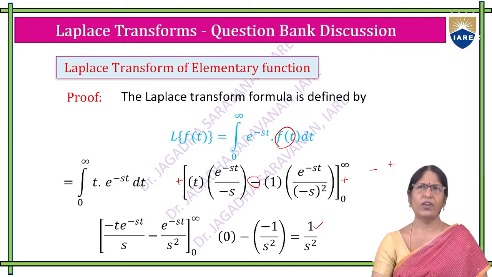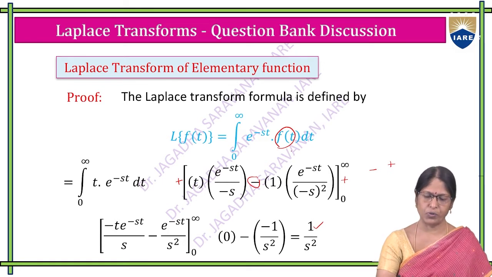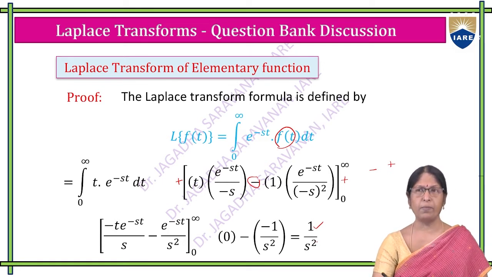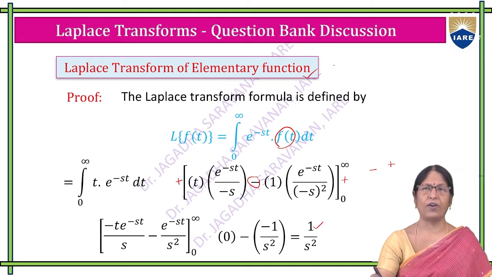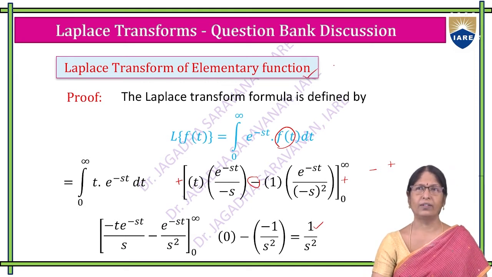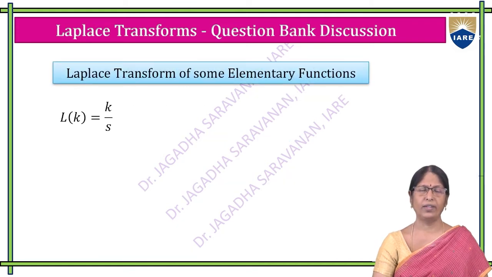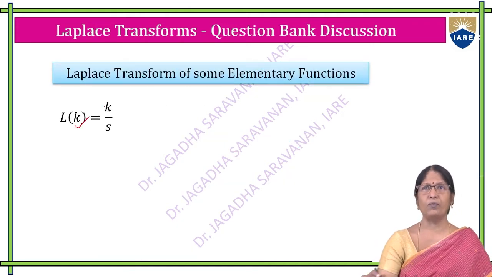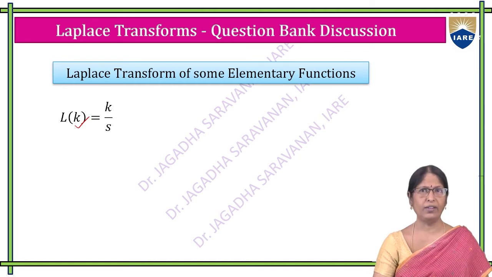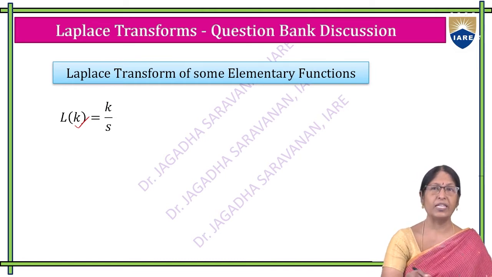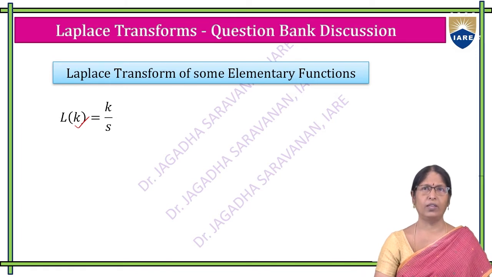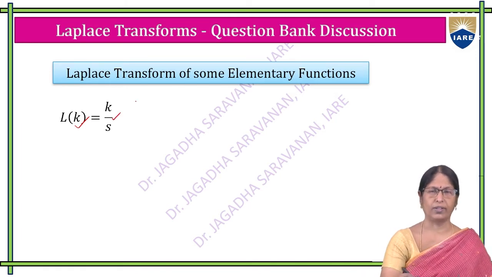Every time, suppose sin at is there, we substitute it and do the same way. A few are trigonometric terms, which are elementary functions, and these are the steps to follow. We can see L of t, which we checked in the previous slide. Now our f of t is k. If we do it the same manner, this is the result.